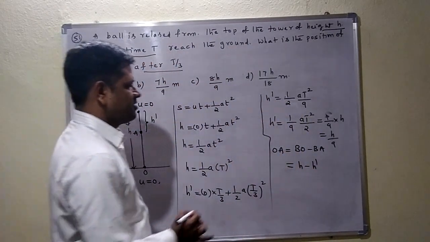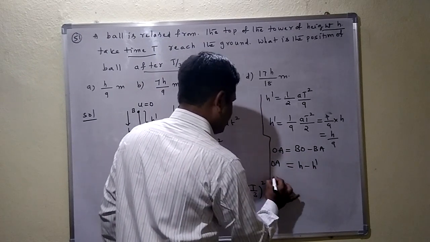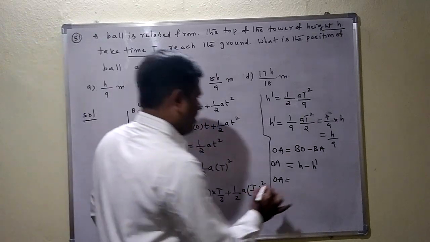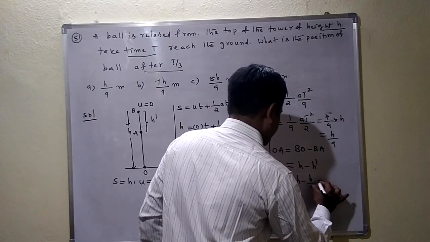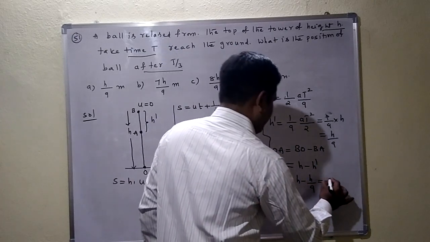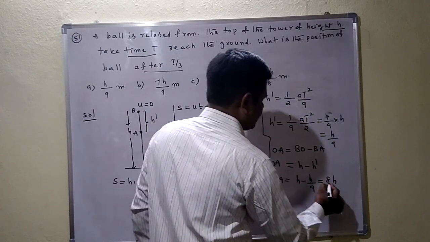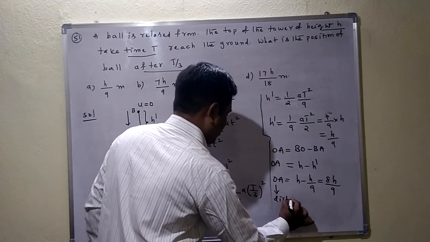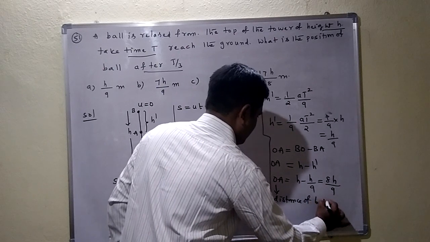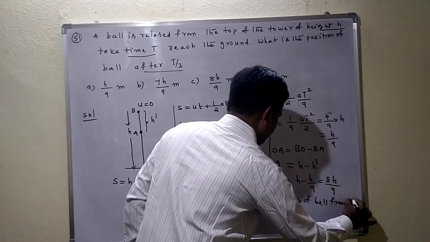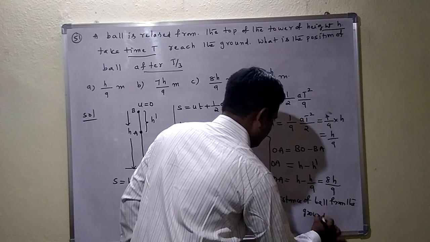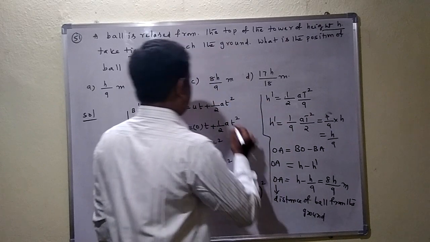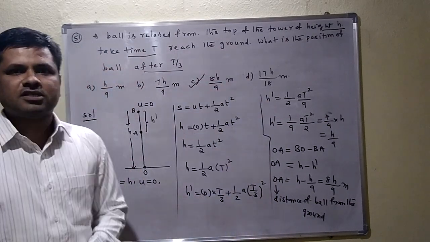H minus h' means OA is the distance of the ball from the ground. Now h minus h/9 is equal to 8/9 h, that is 8h/9. This is called the distance of the ball from the ground, the position of the ball. Position of the ball from the ground is 8h/9 meters. Which option is correct here? C option is correct.